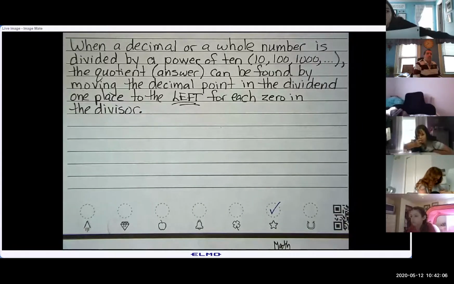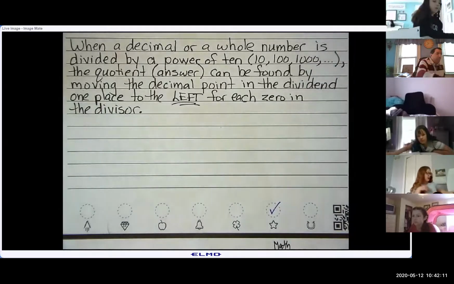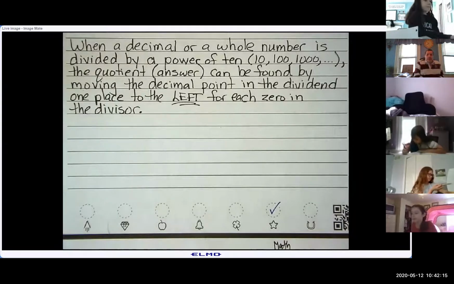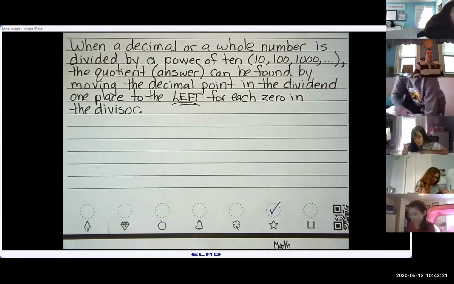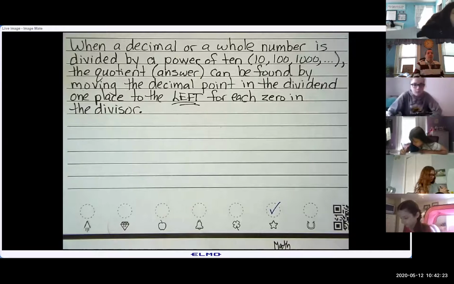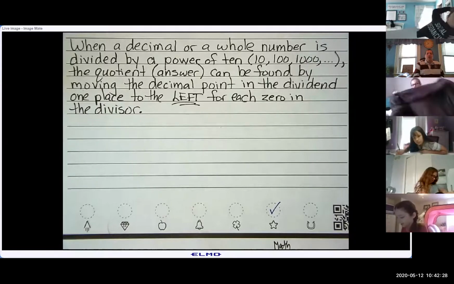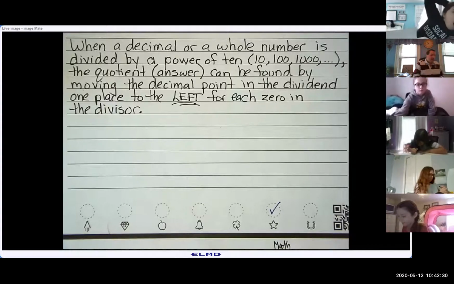Yes, Juliana. It's kind of like what we did the other day, how we multiplied instead of divided. It's almost like that, because they're inverse operations. Multiplying undoes division. Division undoes multiplication. That's correct.